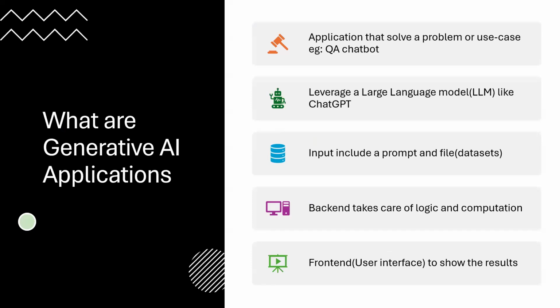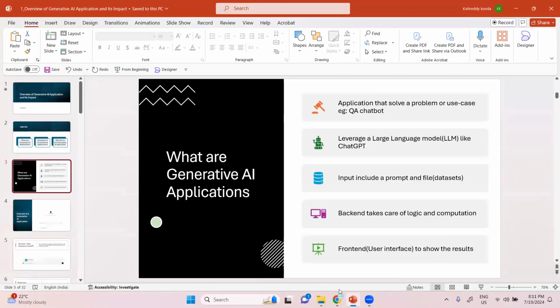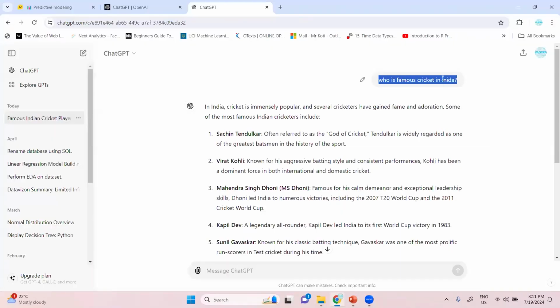Let's understand this. You're given a question. What is this question? Is it a text or is it a file? Come on. It is a text. And now if you look here, you can see the message ChatGPT box at the bottom.